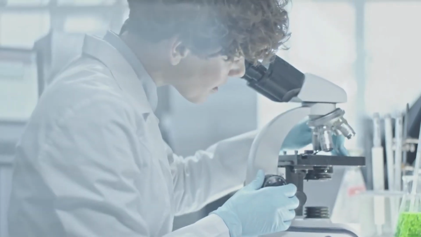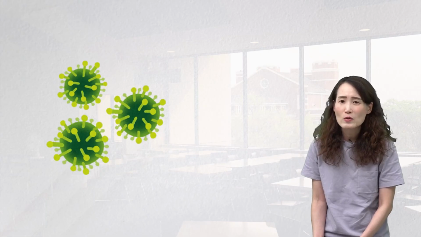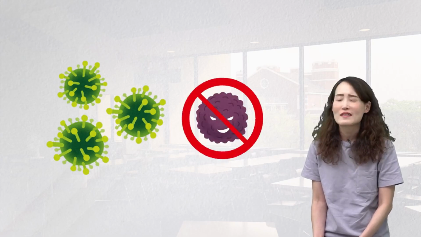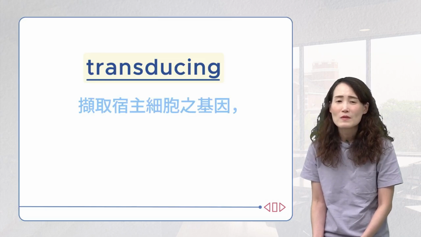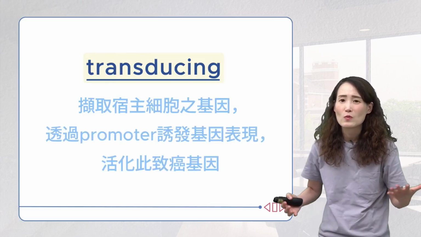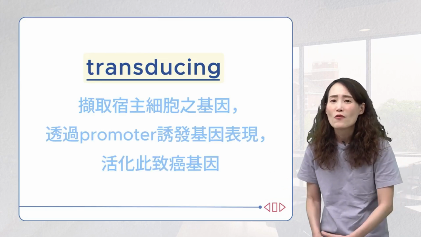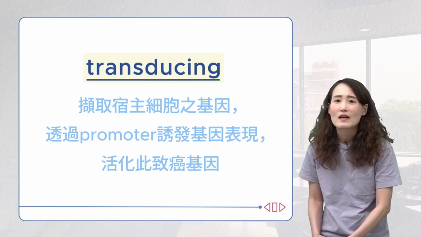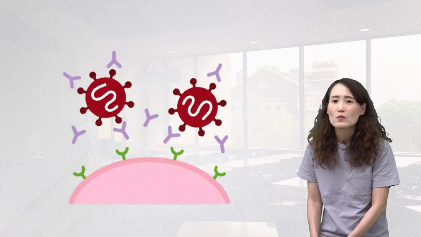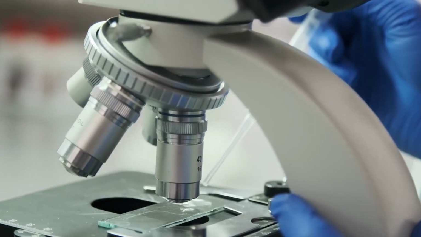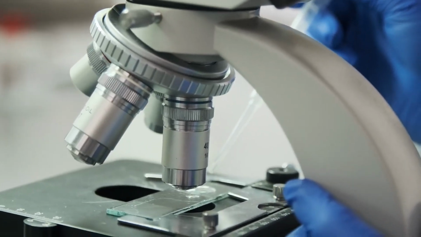The original RNA tumor virus did not have a carcinogenic gene, but it acquired genes from host cells through transducing, which activated the expression of these genes via the viral promoter, thus activating the carcinogenic gene. Usually, these RNA viruses have specific animal hosts, so they do not cause tumors in humans. However, they have made significant contributions to the discovery of human carcinogenic genes.